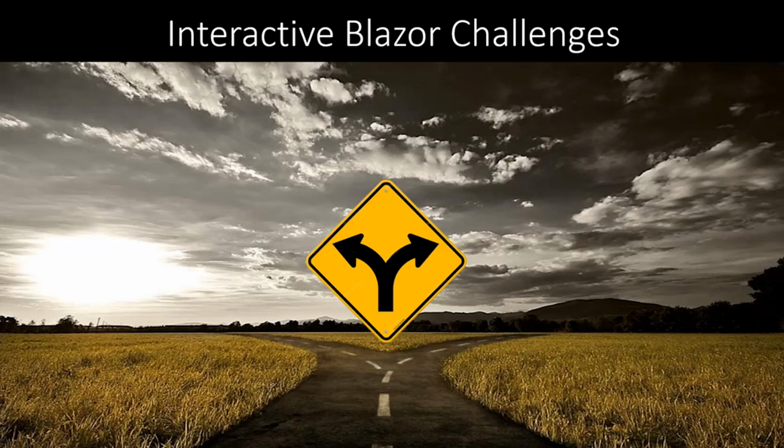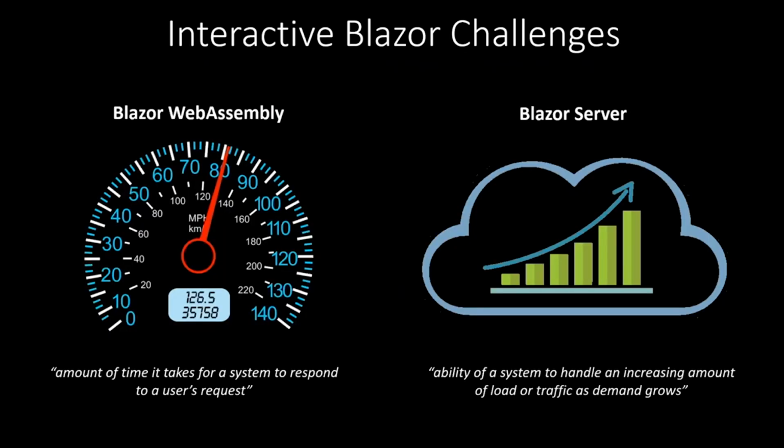Oftentimes, the requirements or the rationale for choosing a particular path weren't exactly obvious. And so this created some challenges for people to even get started with Blazor. That was one of the main challenges with interactive Blazor: which approach do I take with it? And then once you'd made your decision, there were also some other limitations around interactive Blazor. And these would manifest themselves depending on what your use case was.